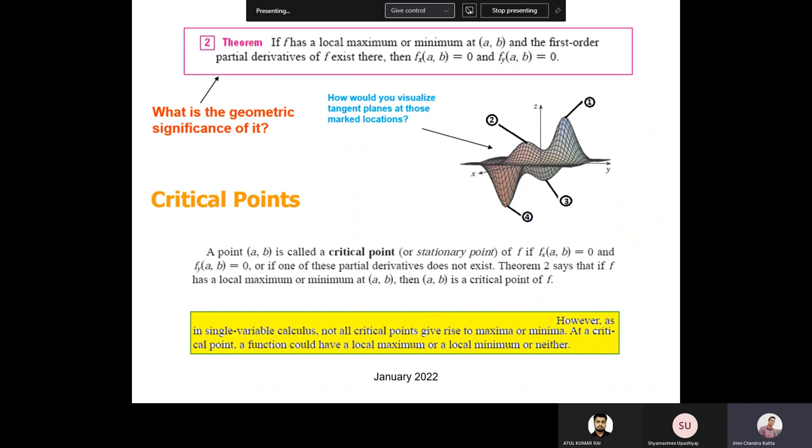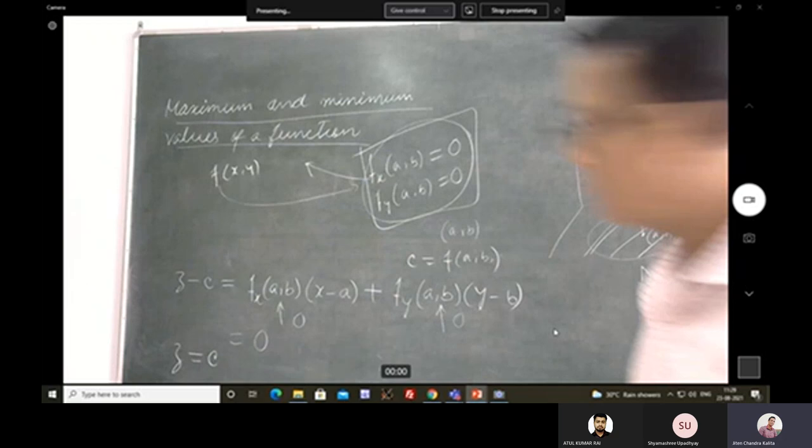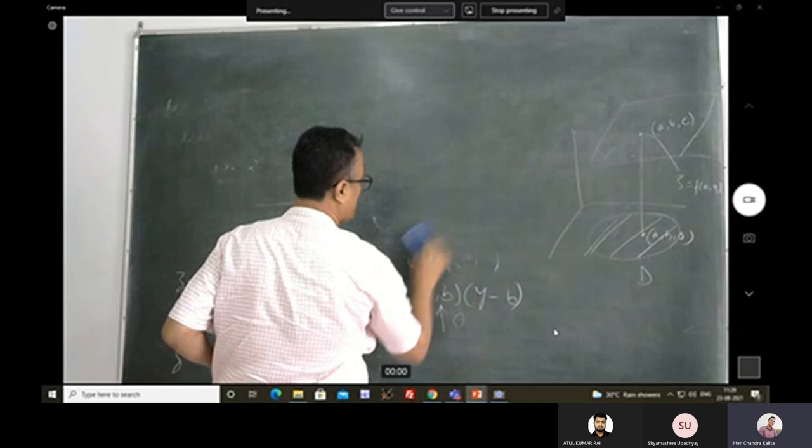But before that, let us try to do a couple of exercises, and from there, I'm going to make more observations and the existence of minima or maxima is going to be more clear to you.